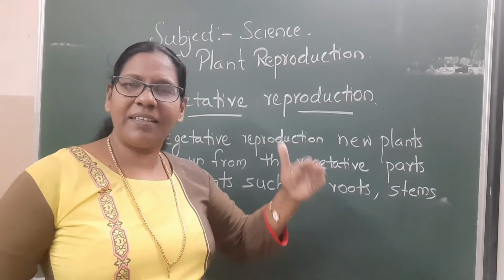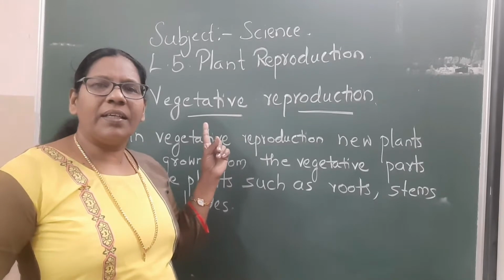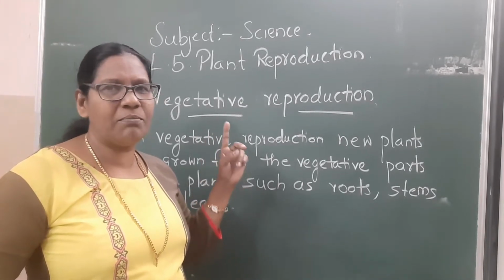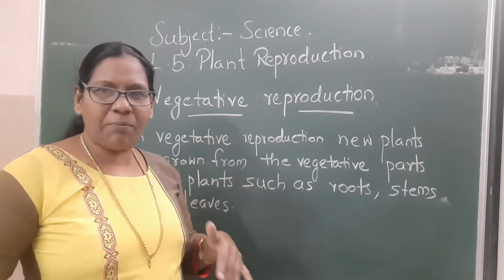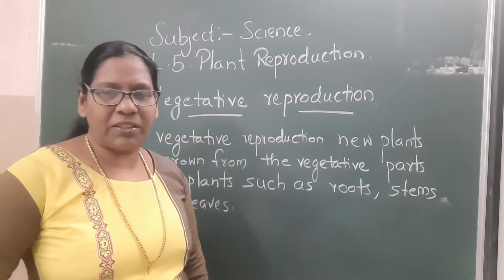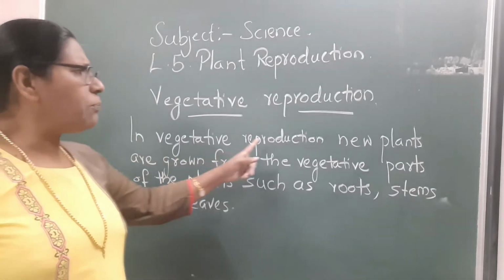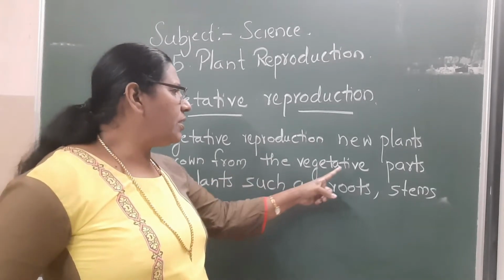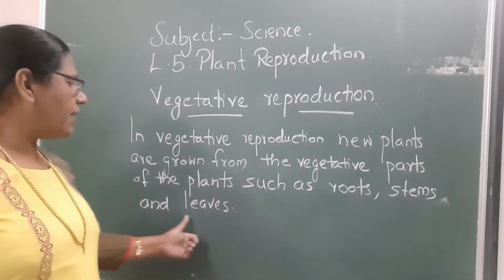Let us recollect from the previous lesson that we studied that there are two types of reproduction. Number 1, sexual reproduction. Number 2, vegetative reproduction. We already have done sexual reproduction. Now we are going to do vegetative reproduction. What is vegetative reproduction? In vegetative reproduction, the new plants are grown from the vegetative parts of the plants such as roots, stems and leaves.